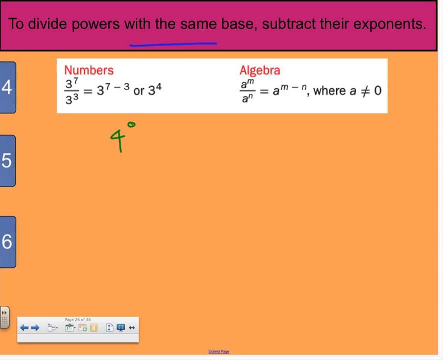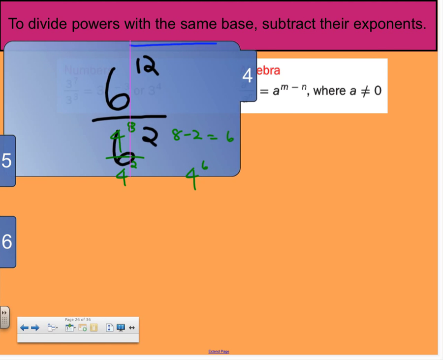I've got 4 to the 8th power divided by 4 to the 2nd power. I have the same base. It's being divided. So I take the one power and subtract the other one. So 8 minus 2 equals 6. Therefore, my answer is 4 to the 6th power.